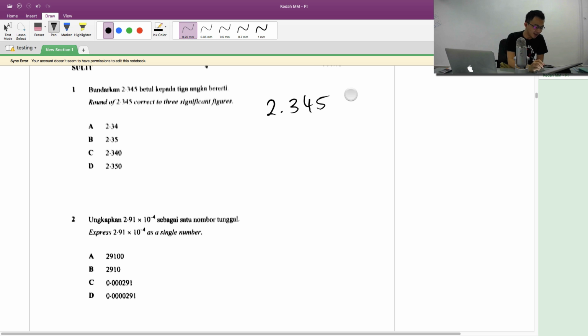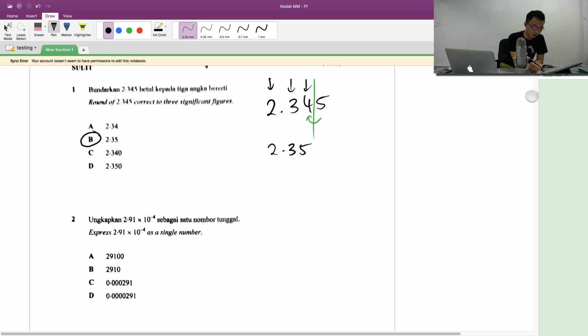2.345. When we say significant figures, we have to count from the first digit: 1, 2, 3. Then I will draw a line on it. If the next number is 5 or bigger than 5, we have to add one to the front number. So this one is 2.35. It's very easy. The answer is B.